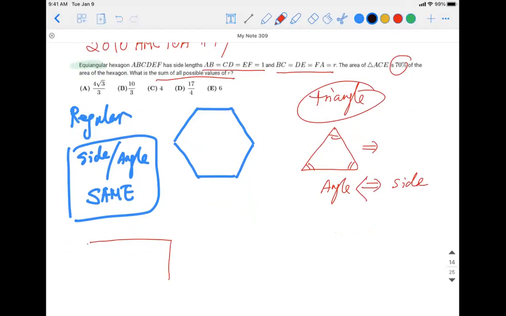Let's say a rectangle: angles are the same, but the sides are not the same. I can create a diamond shape, a rhombus, where I make sure all the sides are the same, but the angles are not the same. So this is very important from the polygon perspective: angles being the same and sides being the same are totally independent. They're not touching each other. That's the reason the question says we have an equal angle hexagon ABCDEF.